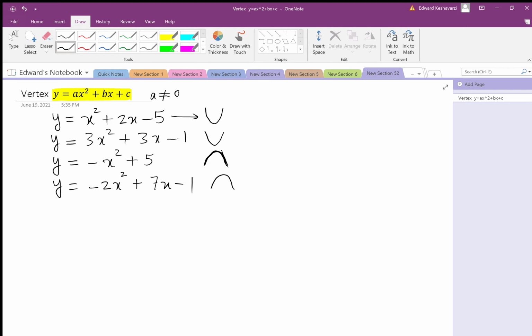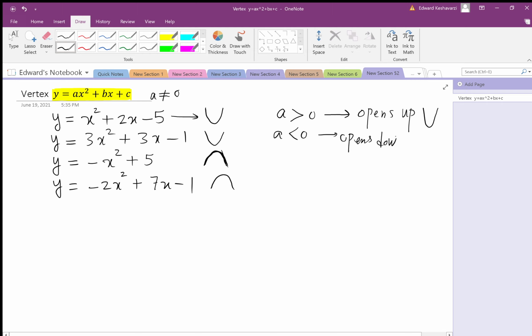So I'm going to write it here then. If a is larger than 0, the graph opens up. So it means the graph looks like this. And when a is less than 0, it opens down. Like this. So the most important point on the graph of a quadratic is the one that I make red here.